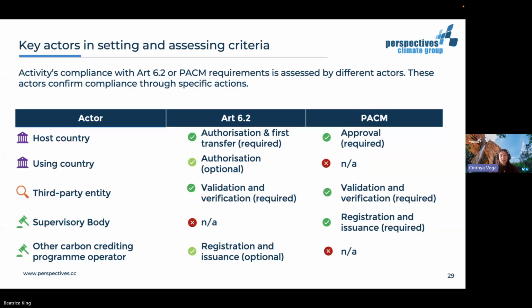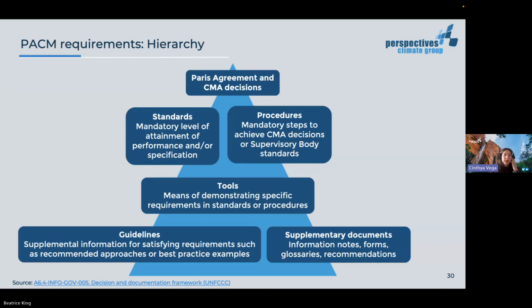And lastly, we have the role of the carbon crediting program operators. And as Hanna explained, under 6.2, the carbon crediting programs may have a role if project developers seek authorization of the carbon credits issued under this carbon crediting program. So the carbon crediting programs will assess the compliance of the activity with their own requirements, and then they provide this registration and issuance. And under the PACAM, they don't have any role because the PACAM is its own international crediting program.